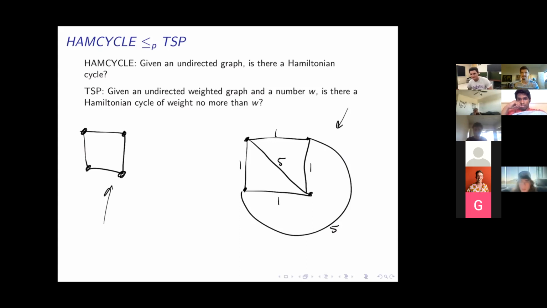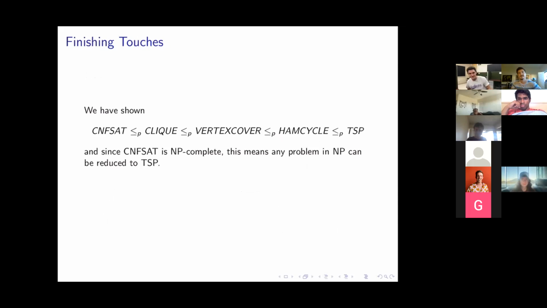Questions about that? Fairly straightforward. Okay, so that's it. That's the proof. We've shown the thing we want to show. We've shown that you can reduce from CNFSAT to traveling salesman via this sort of ridiculous chain. And since CNFSAT was indeed NP-complete, this means that any NP problem A can be reduced to CNFSAT and thus reduced to the traveling salesman problem.